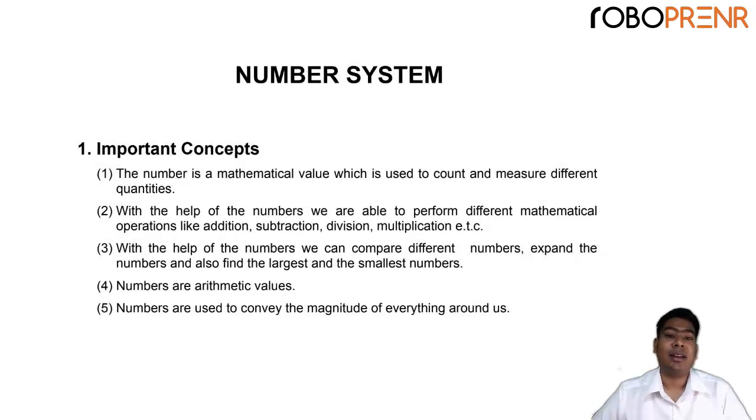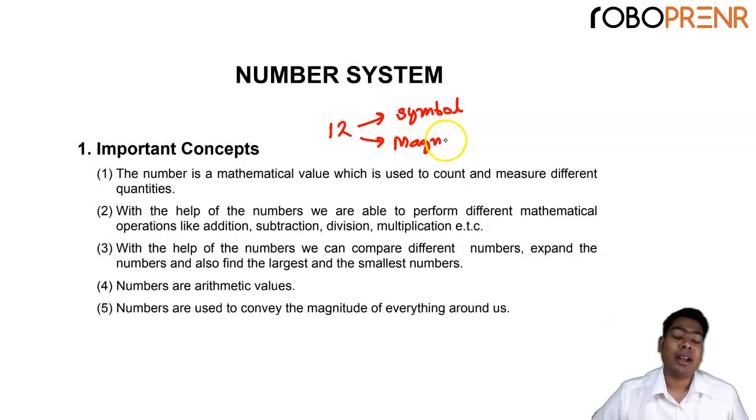So let's understand a few important concepts first. What is a number? A number is basically a mathematical value which is used to count or measure different quantities. Let's take an example, 12. This 12 is represented by a symbol. It has a specific symbol and a specific magnitude. Its magnitude is 12. Different numbers have different magnitudes and different symbols.